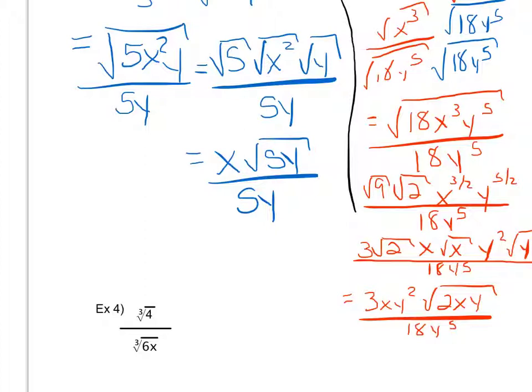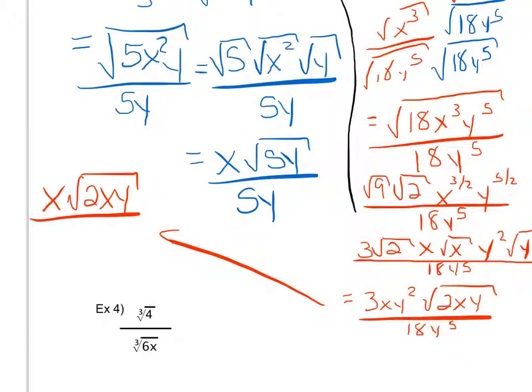But can't this be simplified further? Can't 3 and 18 both be divided by 3? Can't y squared and y to the 5th both have 2 y's or y squared canceled out? Giving me my final answer of the 3 cancels, x, the y squared cancels, square root of 2xy. On the bottom, when the 3 and the 18 canceled, 18 became 6. When y squared and y to the 5th canceled, y to the 5th became y cubed. And there would be my final answer in its most simplified form.